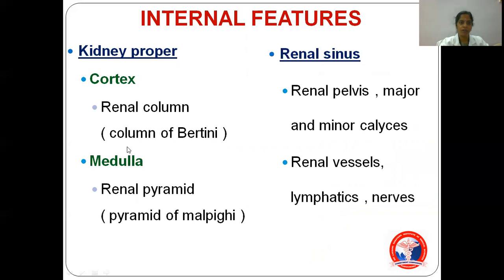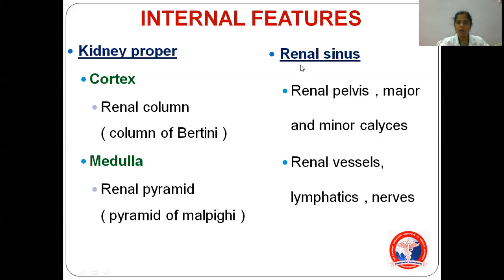It's made up of cortex and medulla. This cortex consists of renal columns. This renal column is also called the column of Bertini. This medulla consists of renal pyramids, also named the pyramid of Malpighi. Okay, we are going to see the pictures.